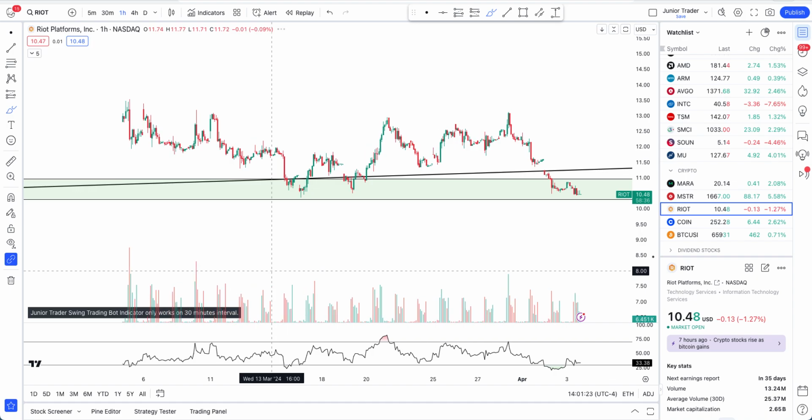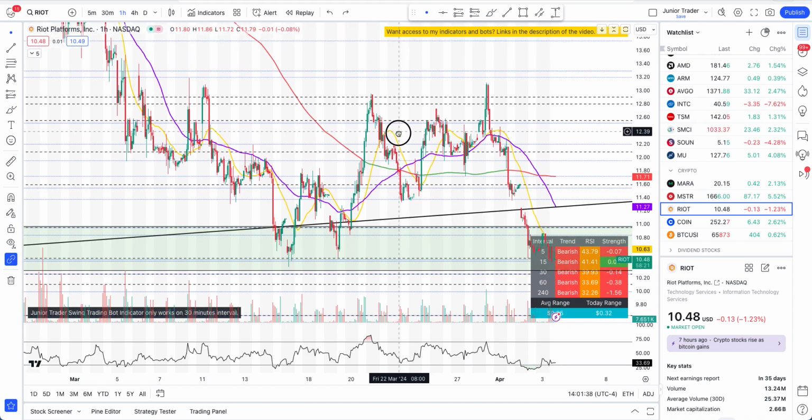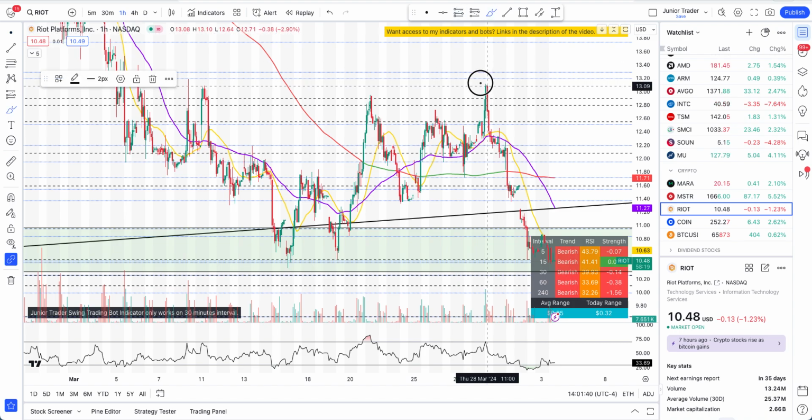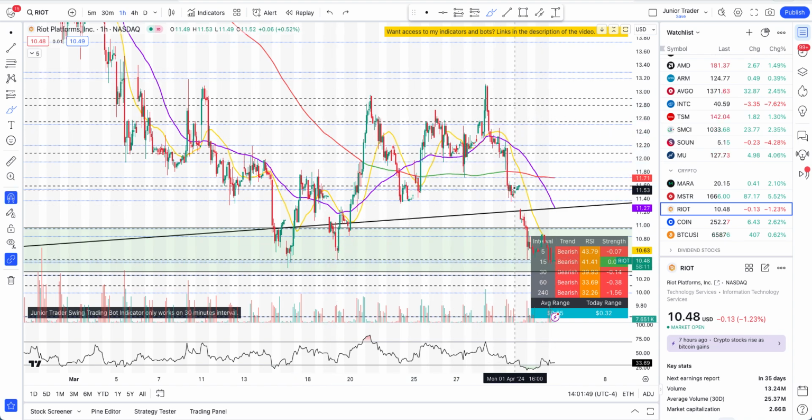If I go to the hourly interval, the breakout structure that we were wanting to see was the level of $11.60. We broke that structure to the upside. That was the long play. Then we retested that, found support over there, retested the same high. Since then, we have lost some pivots and also lost another trend line over here, and we have been falling lower.